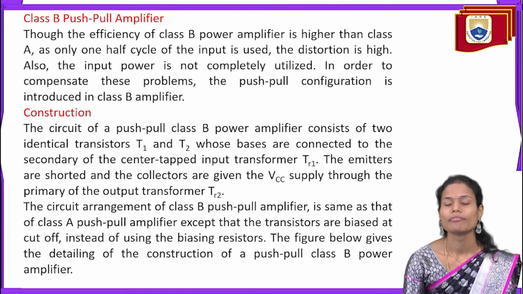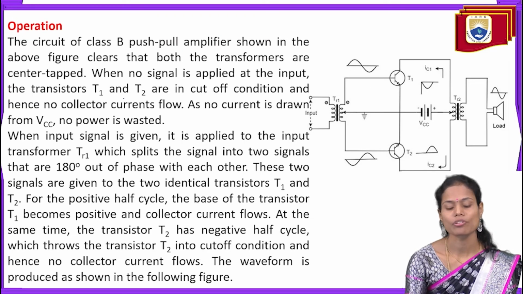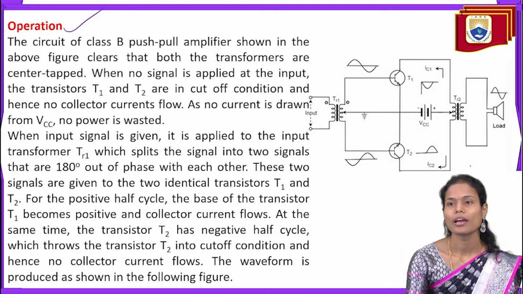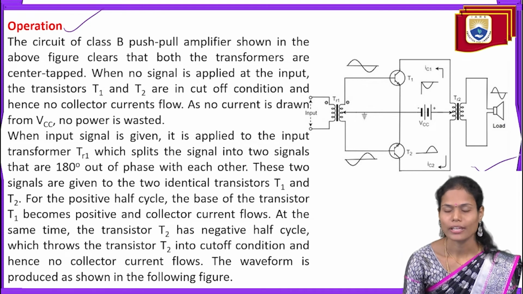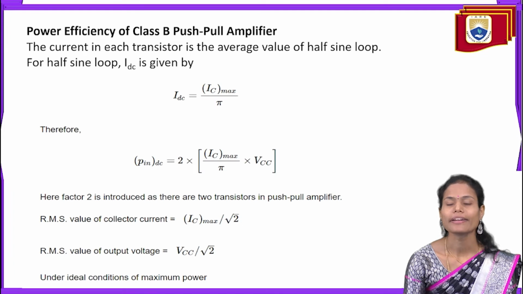And next, we need to go for the Class B push-pull amplifier, the construction of that one and the operation of the Class B push-pull amplifier along with the circuit diagram we need to explain. And after explaining the operation, we have to give the output waveforms of the Class B push-pull amplifier circuit. And next, we need to calculate the efficiency of the Class B push-pull amplifier.